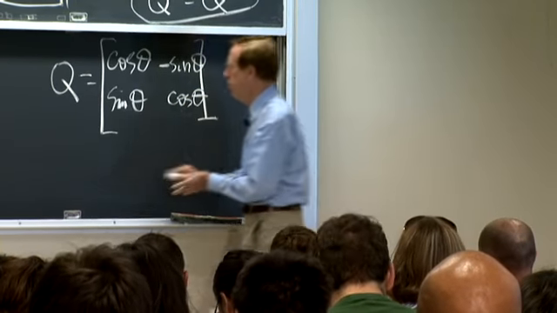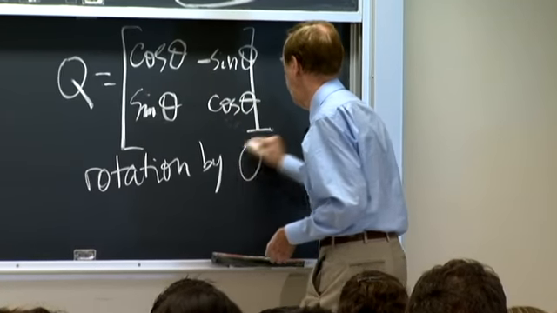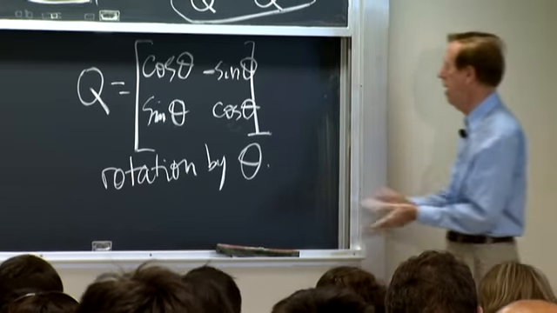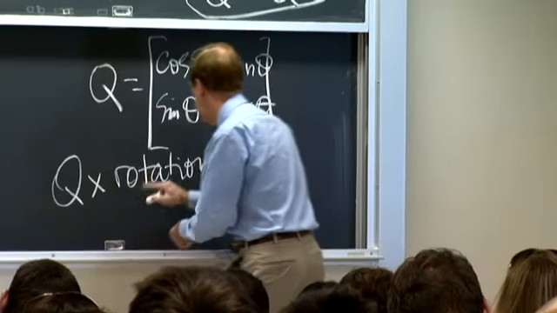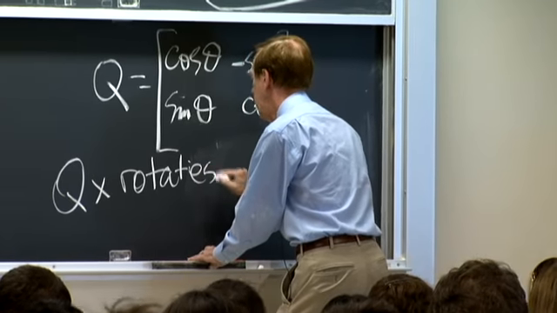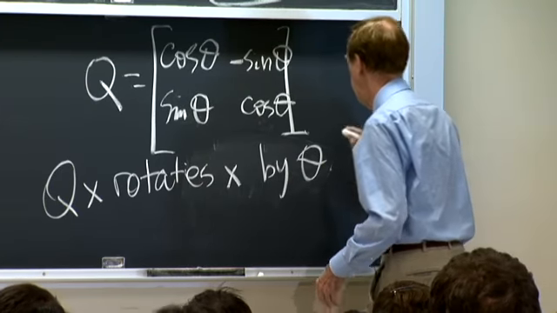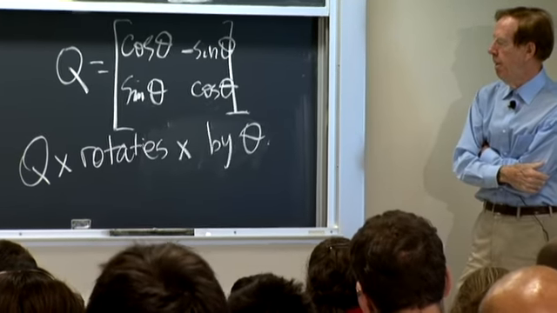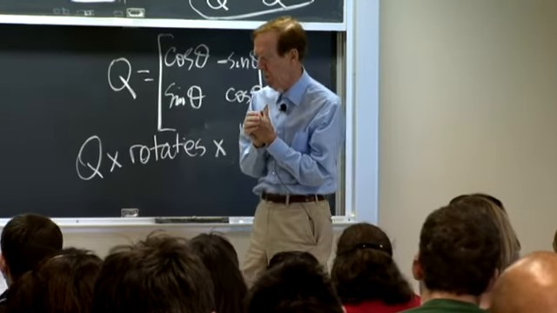That's a rotation by theta. That's a useful matrix to know. It takes every vector and swings it around by an angle theta. What do I mean? I mean that Q times a vector x rotates x by theta. Qx rotates whatever vector x you give it. You multiply by Q, and it rotates it around by theta. It doesn't change the length. And so that would be an eigenvector matrix of a pretty typical 2 by 2.